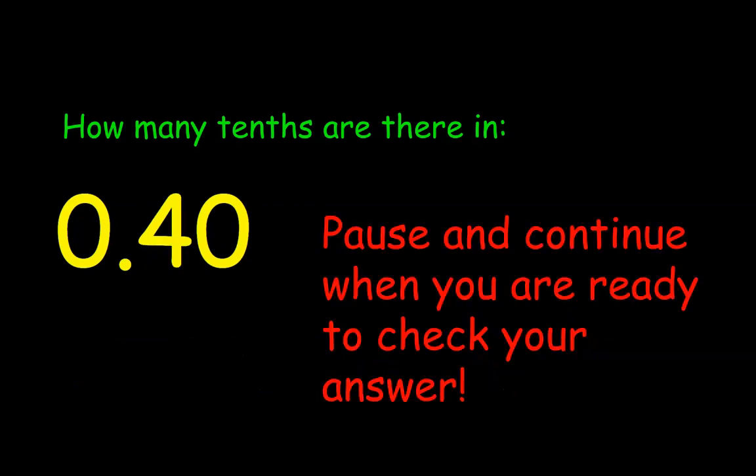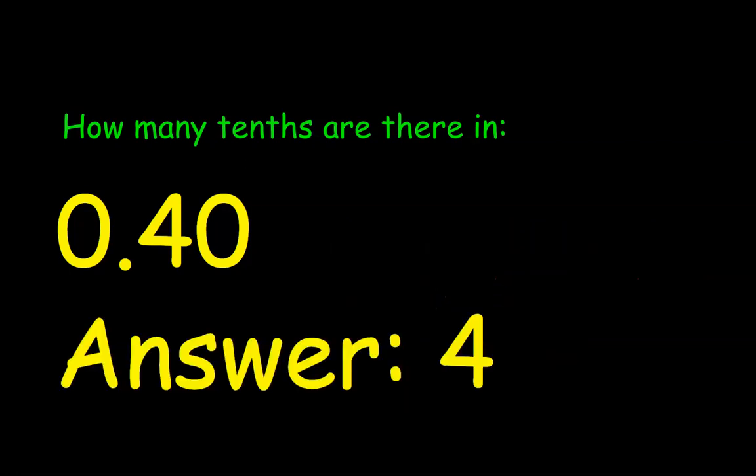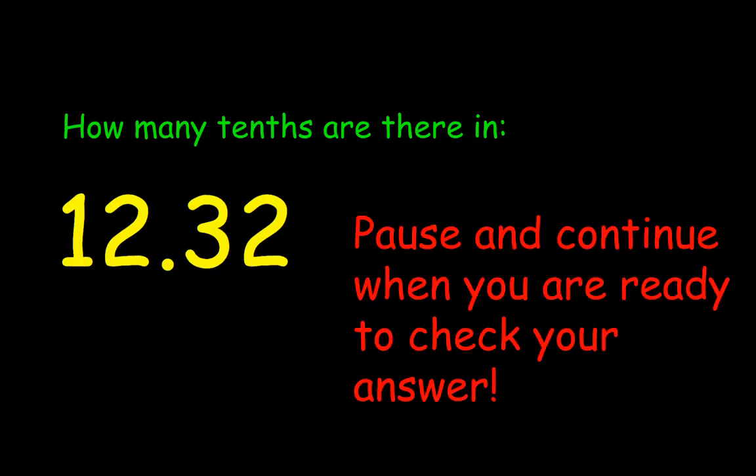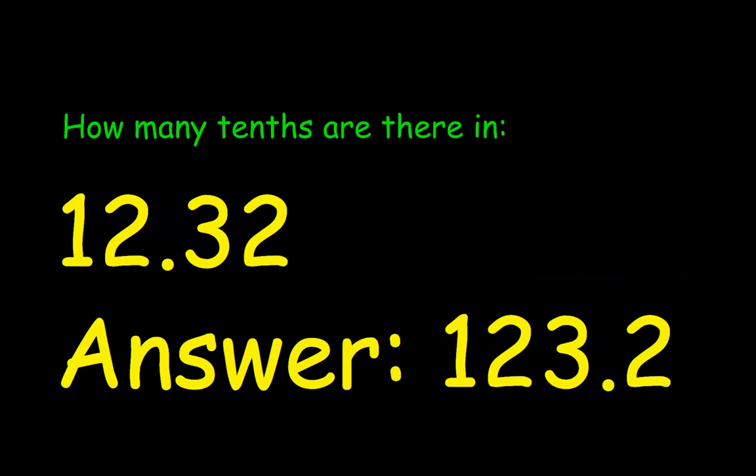How many tenths are there in 0.40? 4. Yep, 4 in the tenths column. How many tenths are there in 12.32? Right, there are 3 there. Each one of these 2 pizzas would give me 10, so that's 20 tenths there. Now I've got 10 pizzas here, and each one of those gives me 10 slices, so that's 100. So I've got 120. I've got 3 here, that's 123, and I've got 2 tenths of a tenth there. 123.2.